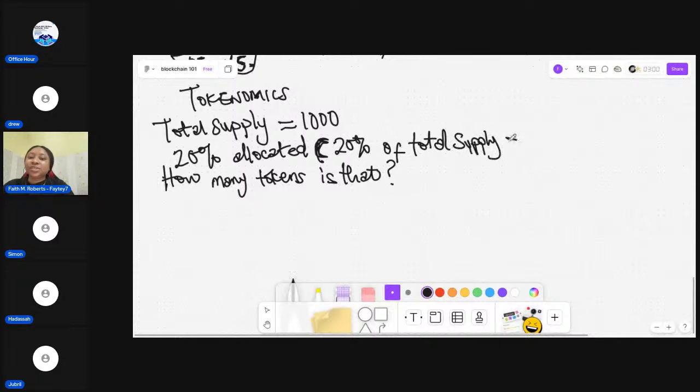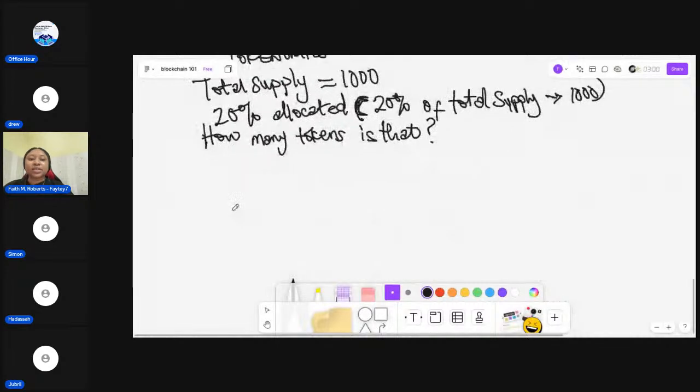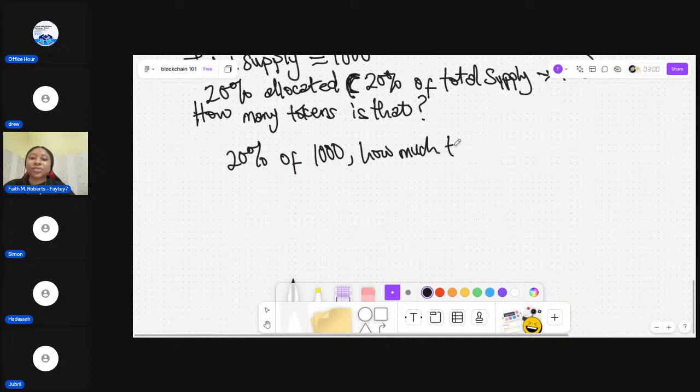which at this point is 1,000. So to represent this properly in a more mathematical way, we're saying 20% of 1,000 tokens, total supply, was disbursed. How many tokens was disbursed?